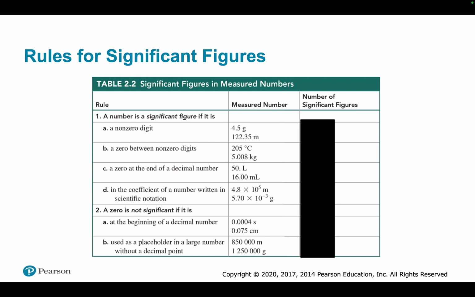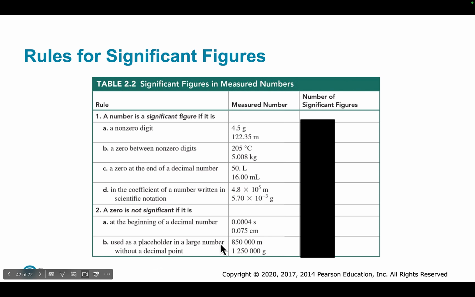Whenever you have something written in scientific notation, every digit in the coefficient number is significant. We're going to talk a little bit more about scientific notation, but in scientific notation, you have a coefficient times 10 to some power. In this case, the 4.8 is our coefficient, and so that determines the number of significant figures. So there would be 2 in that example, and in 5.70 times 10 to the negative third, there would be 3 significant figures. On the other hand, if we have a 0 at the beginning of a decimal number, as is the case with these 2, those are not significant, and so in this example, only the 4 is significant, and in this example right here, the 7 and the 5 are significant numbers.